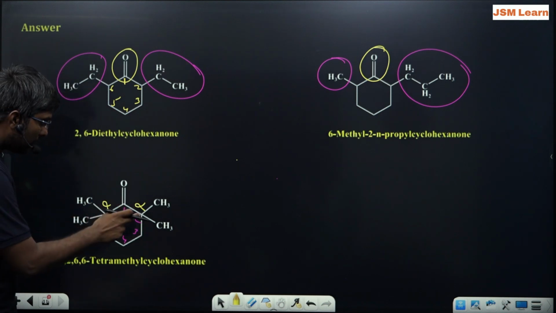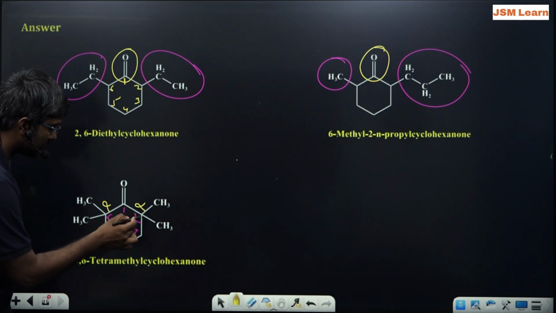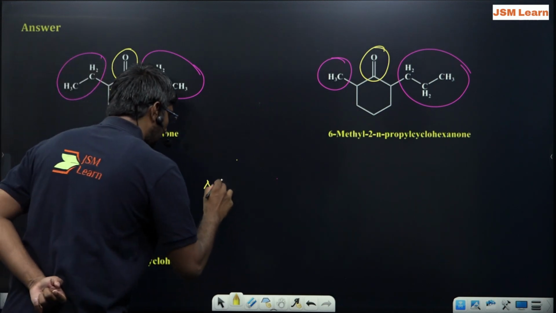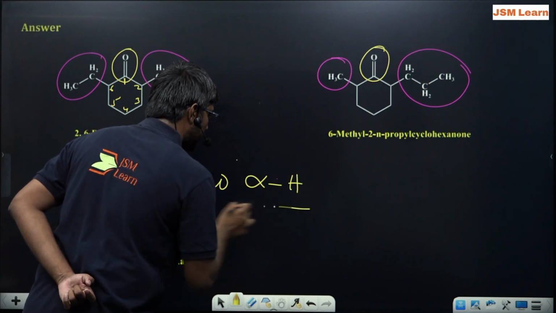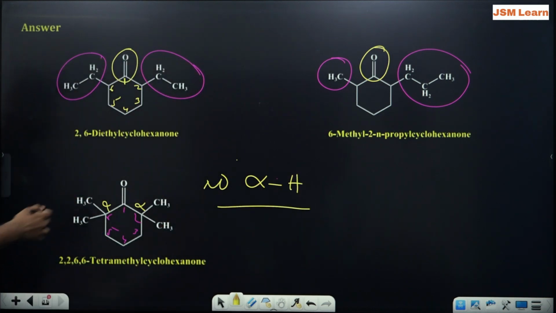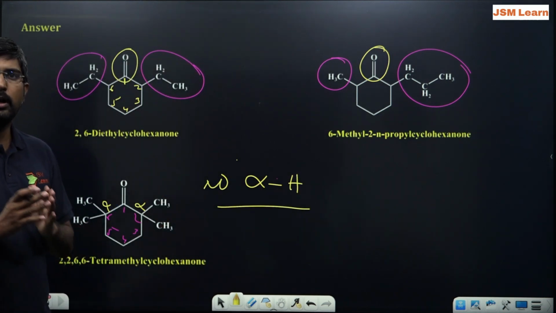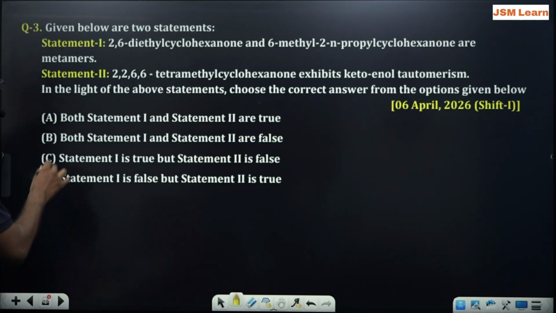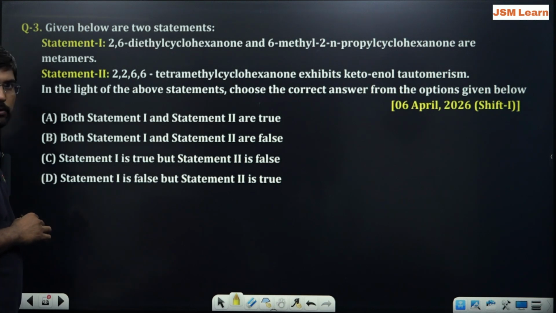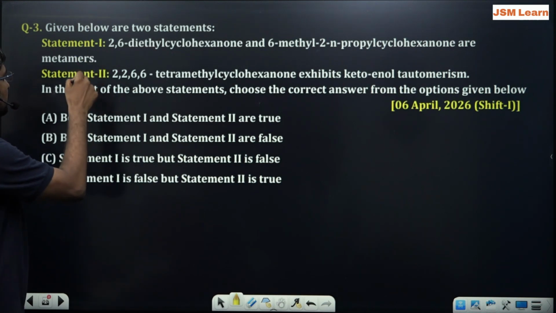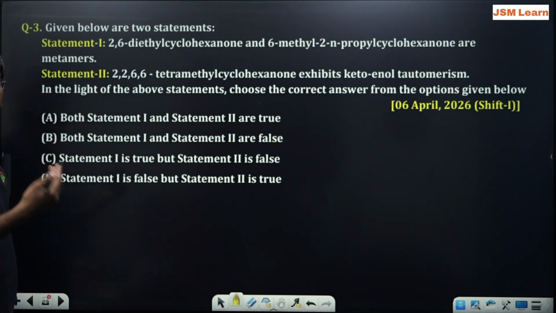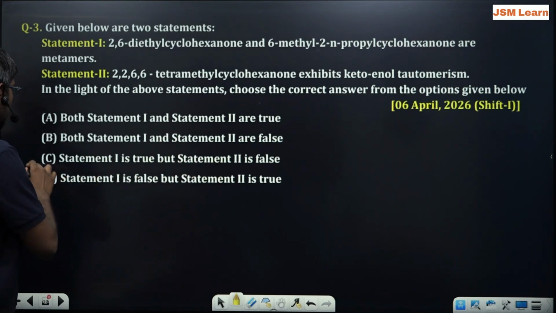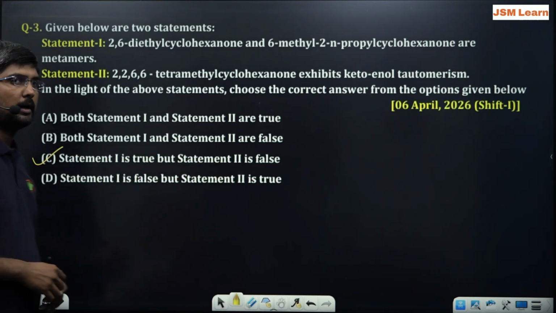But here no hydrogen is attached to the carbon. These carbons have already 4 bonds. So there are no hydrogens, no alpha hydrogen. So that's why this molecule does not exhibit keto-enol tautomerism. So now let us see the question. Only statement 1 is true, statement 2 is false. So option C is the correct answer.